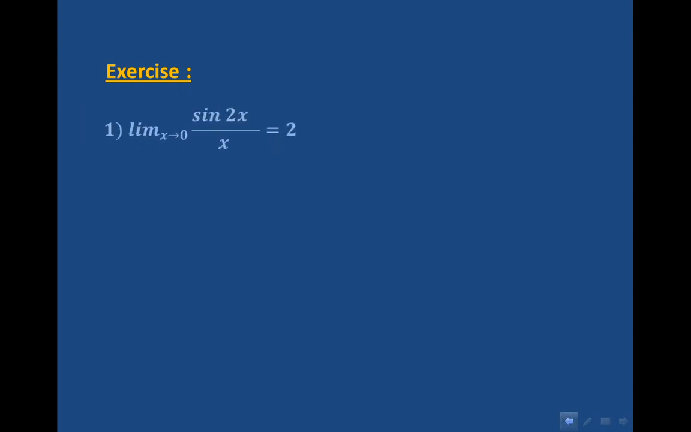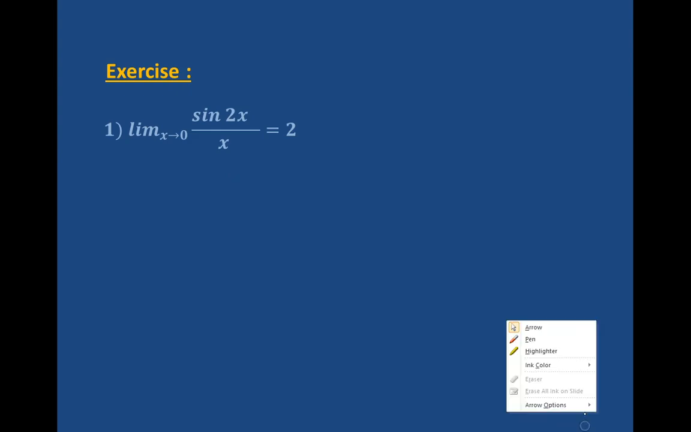Example 1. Find the following limits. Limit when x tends to 0 of sine 2x over x. Without steps, without proof, sine x over x equals 1. Then sine 2x over x, here the limit equals 2.